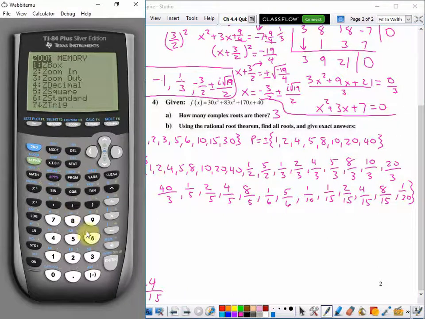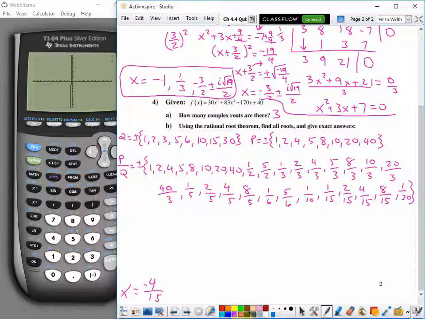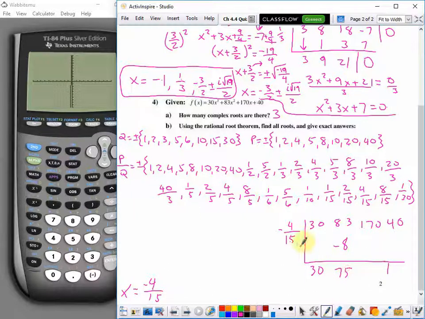If I zoom out to a standard view, we still aren't going to see any more intersections, so this one might even be non-real. So let's use that -4/15 and divide. 30, 83, 170, and 40. So we bring down that 30, and we multiply. -4/15 times 30 is -8. And we add and get 75. Multiply these, and we get -20. Add, and we get 150. Multiply these, and we get -40, and combine these, and we get 0, a remainder of 0.